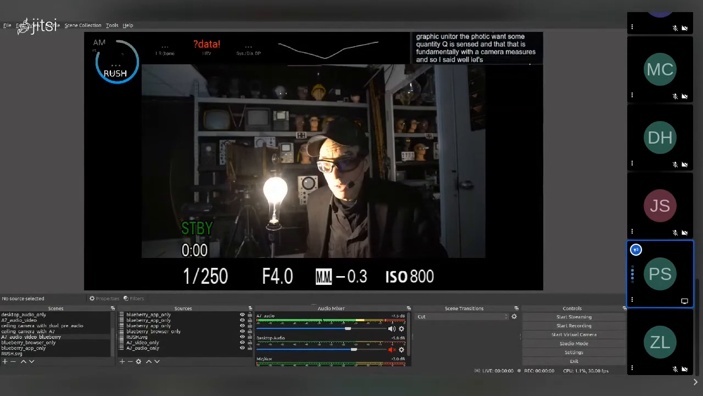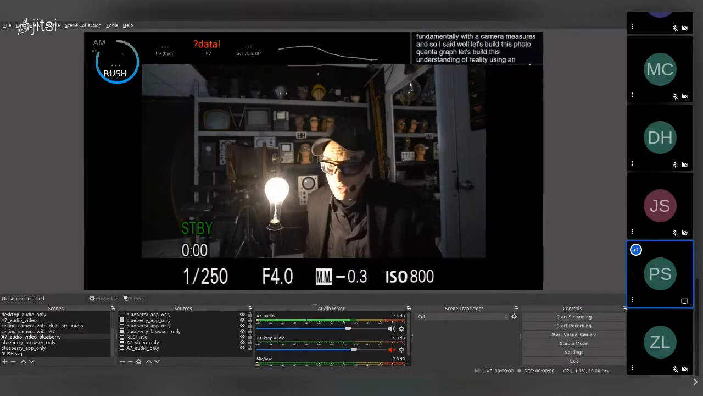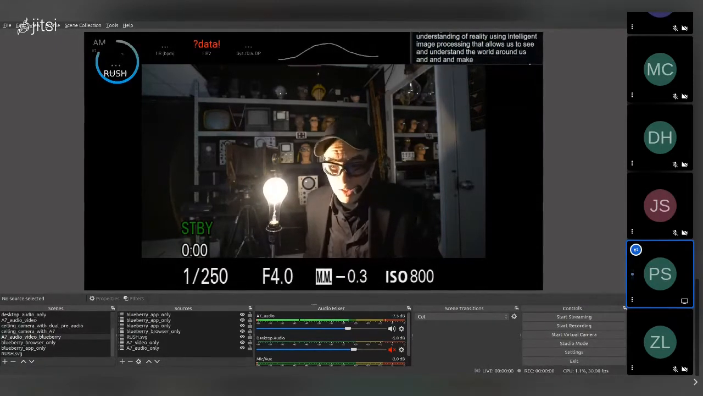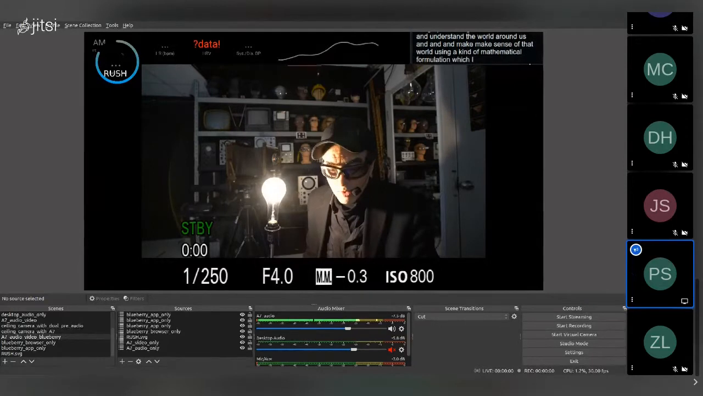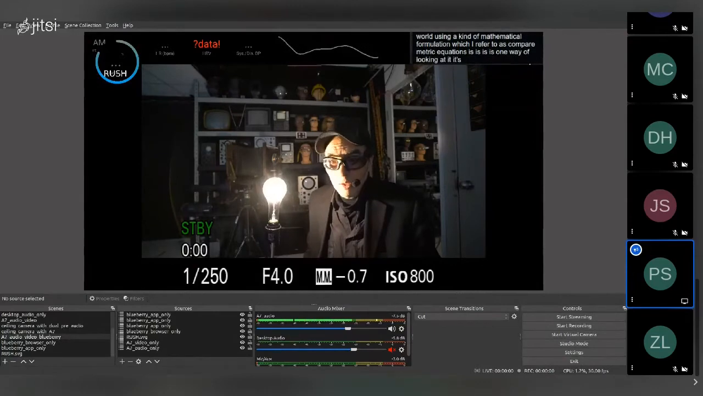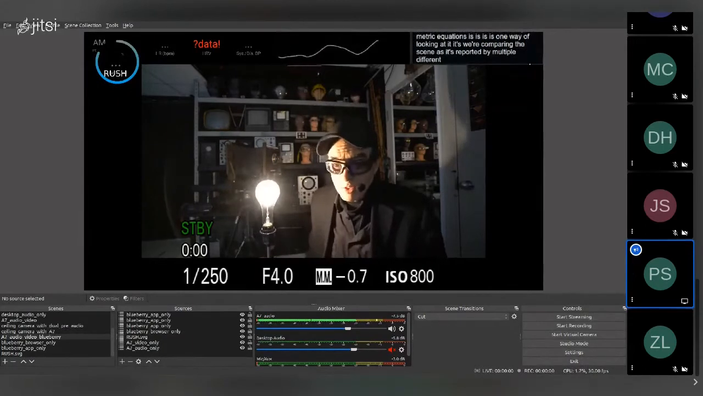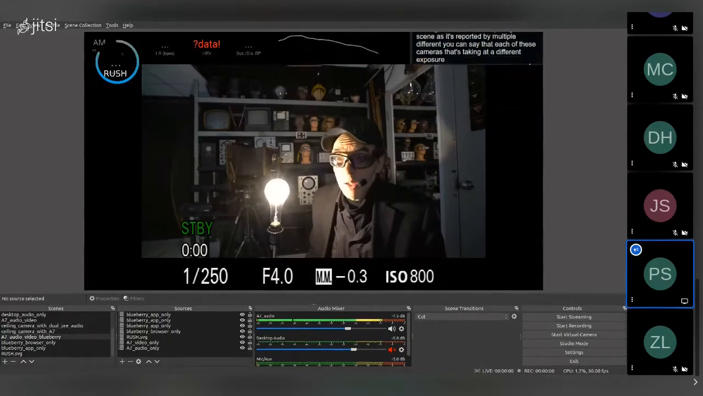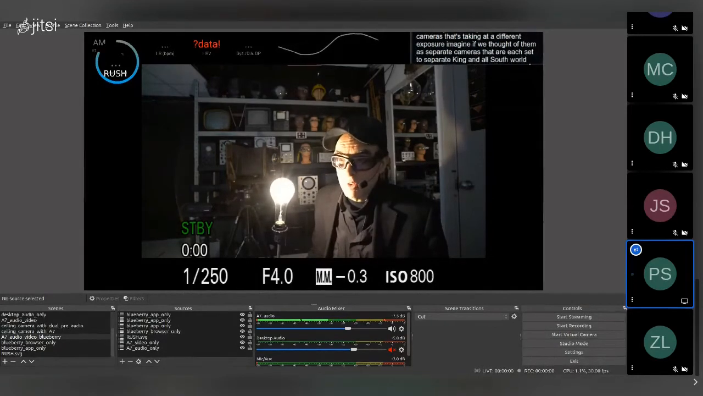And so I said, well, let's build this photoquantograph. Let's build this understanding of reality using intelligent image processing that allows us to see and understand the world around us and make sense of that world using a kind of mathematical formulation, which I referred to as comparametric equations. That is one way of looking at it. We're comparing the scene as it's reported by multiple different sources. So you can say that each of these cameras taking at a different exposure, imagine if we thought of them as separate cameras that are each set to a separate gain and all saw the world from the same vantage point.